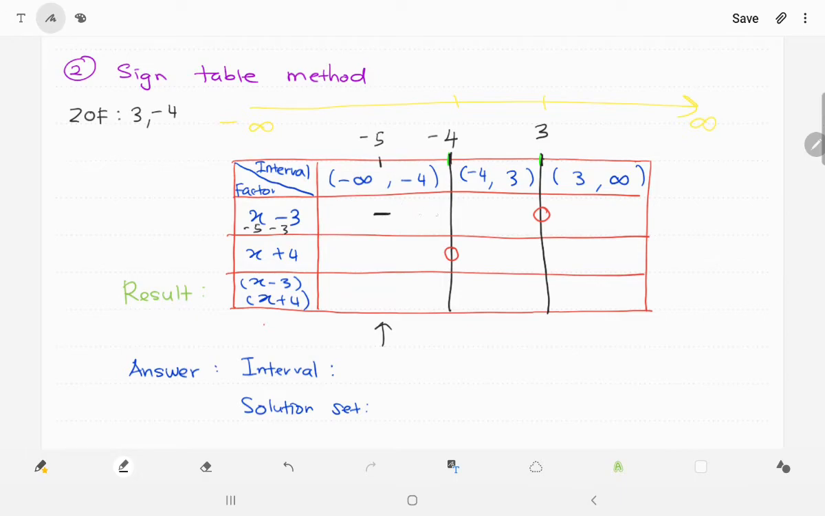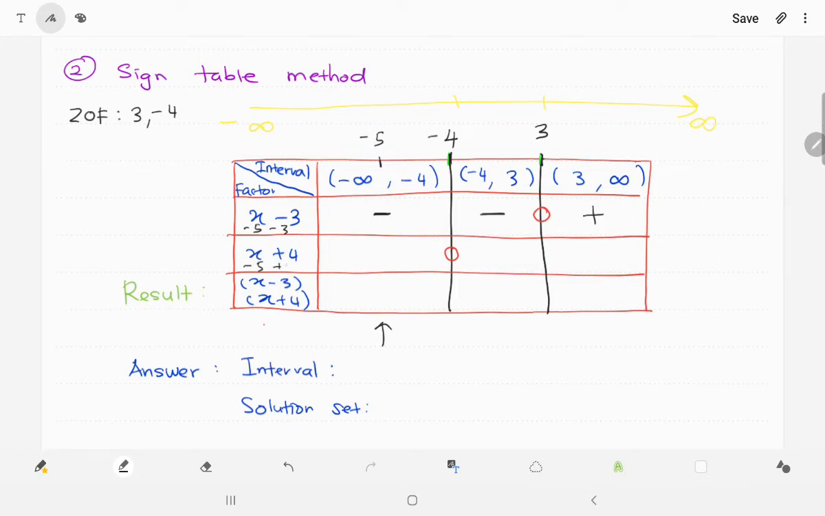So put a negative sign here. And then we go to the right. Do we meet any circle? No, then just copy back negative. And then we go to the right. Do we meet the circle? Yes, change to positive sign. Very easy. So now we go to x plus 4, still using negative 5.